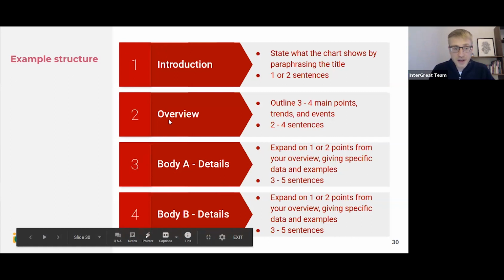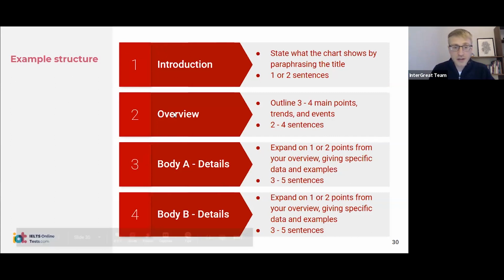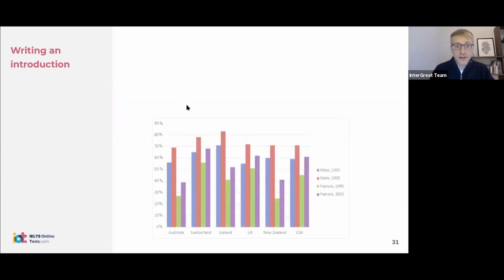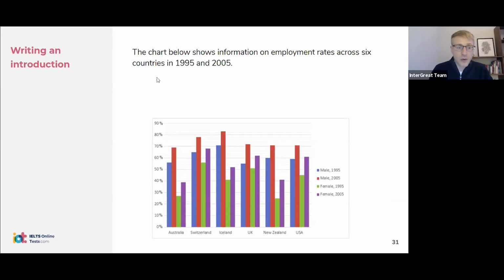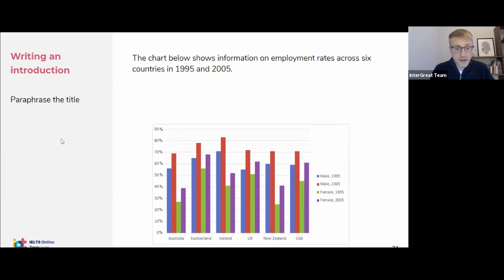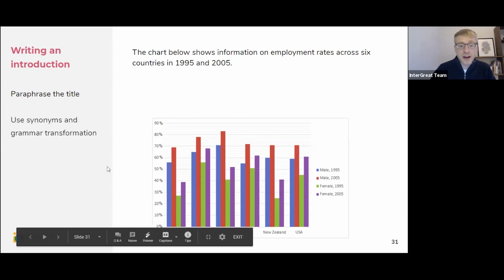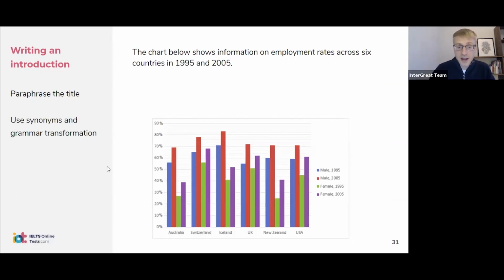let's dive in and we'll take a look at how we can write a really good introduction. So as some of you have said, we want to paraphrase the statement, the question, to say what the chart shows. And we can do this by paraphrasing the title of the chart and the question. Yes, admin, you can write the overview in last place. We recommend putting it in second position, just because it makes it stand out and it's more clear.